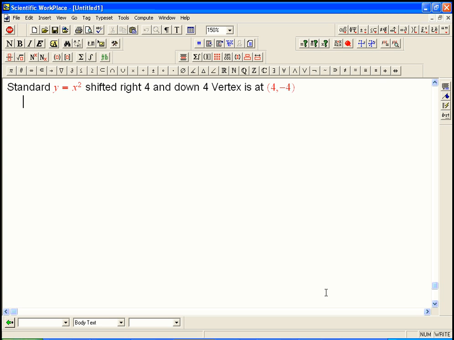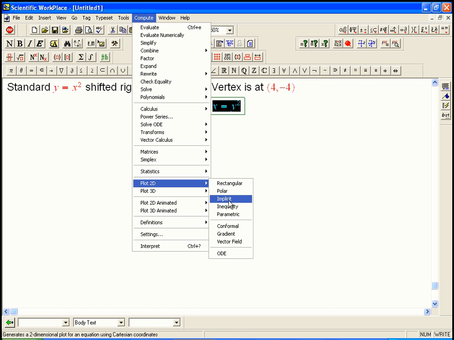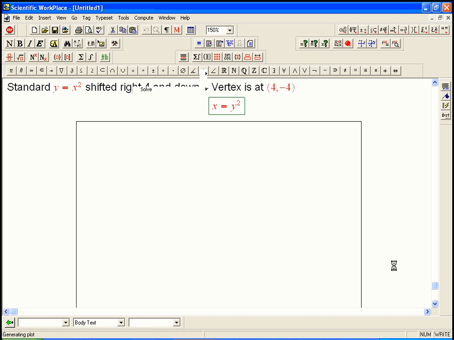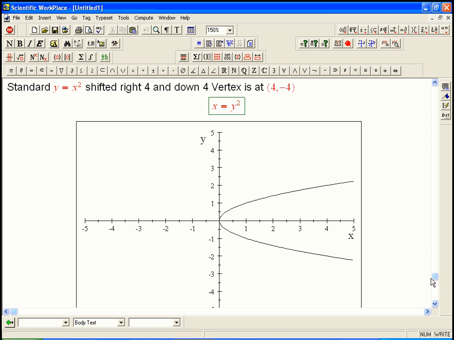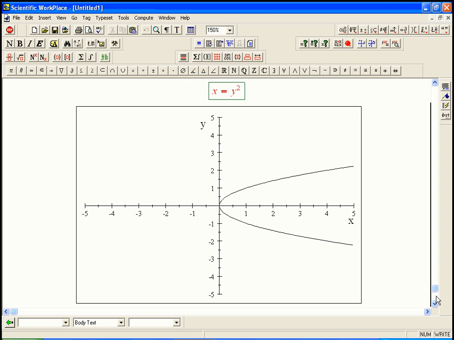Now the next thing we're going to look at is, what if we have an equation like x equals y squared? That's not y as a function of x. It's not even going to satisfy the vertical line test. What's happened is that the roles of x and y have been switched. Instead of y equals x squared, it's x equals y squared. That is a sideways opening parabola.